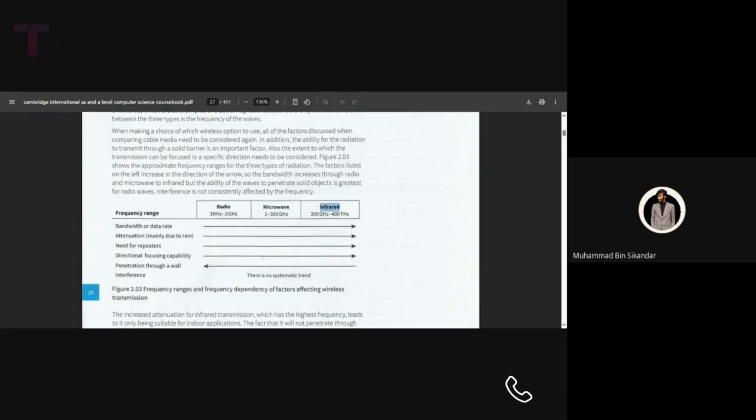Need for repeaters: going from left to right, we need to repeat our signals. If we have a microwave, then we can rank it in the middle. If I have infrared rays, it is the most high need for repetition. If I have radio waves, I don't need much need for repeating my signal.